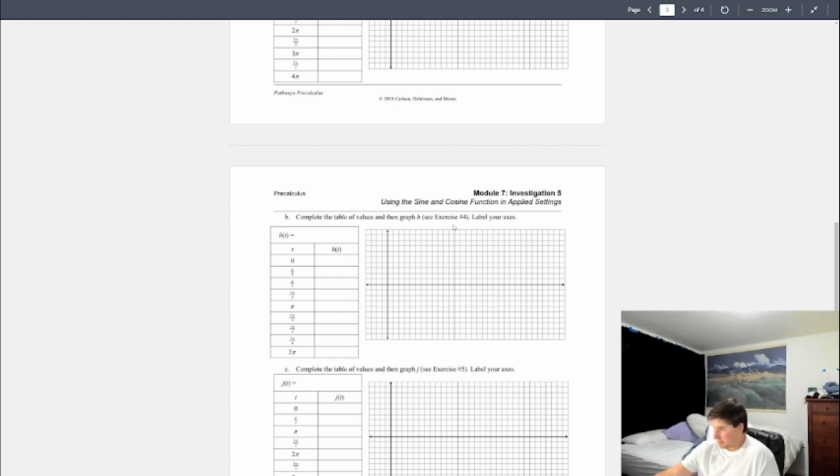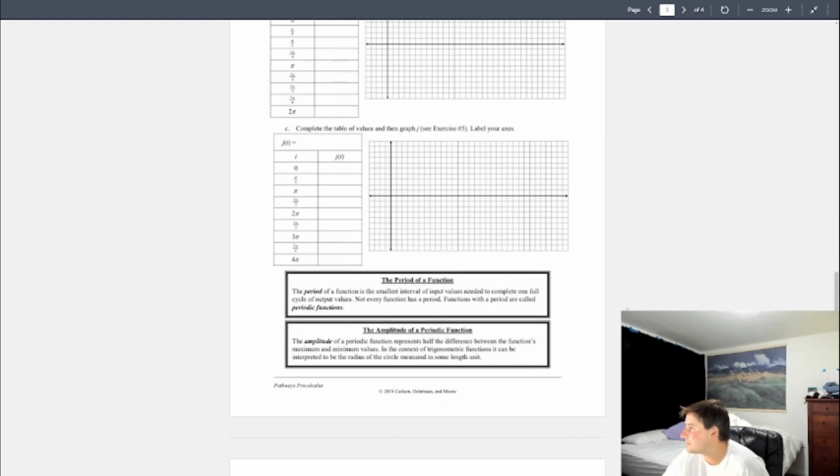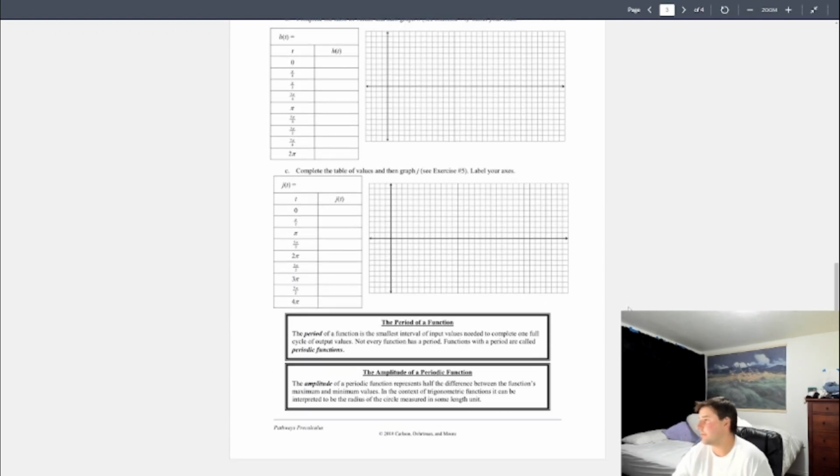Okay. Time to get the magic answers. See what we got. The period of a function is the smallest interval of input values needed to complete one full cycle of output values. Not every function has a period. Makes sense? Functions with a period are called periodic functions. The amplitude of a periodic function represents half the difference between the function's maximum.